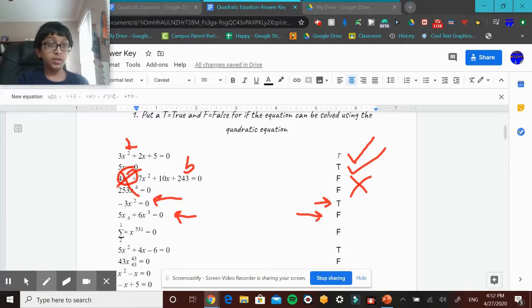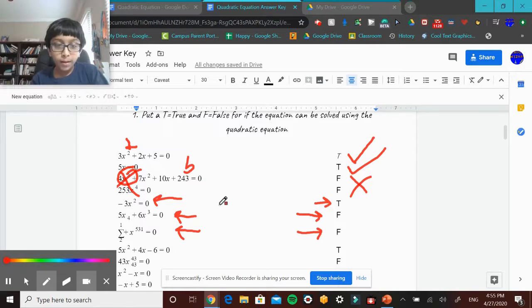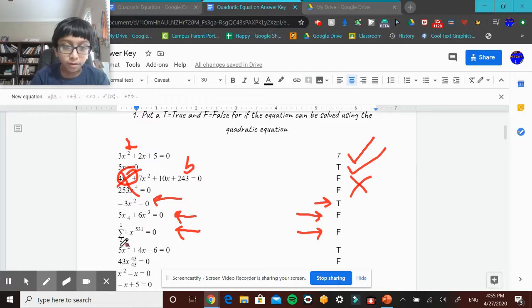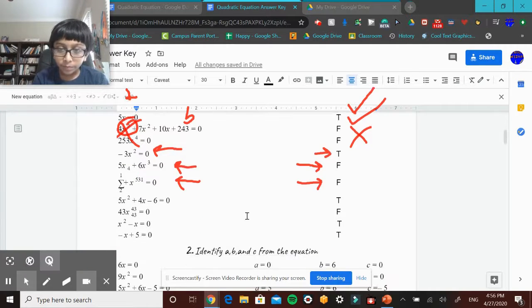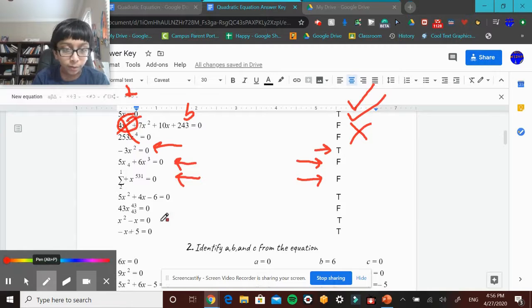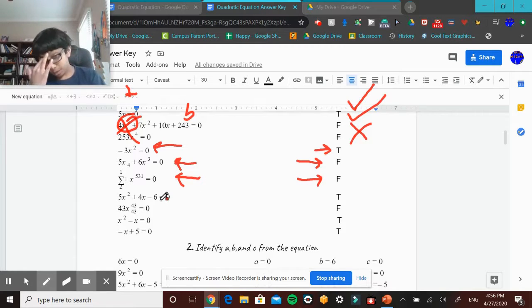Okay, this contains a lot of stuff which we haven't learned yet. But this is false because it has an exponent to the power of 531. Yeah, 531. I'm pretty sure that's greater than 2. Okay, over here we have a, b, c. This is a perfect one, and it's true. Second to last one, we have a power of 43 and a base of 43. That one's definitely false. This one, no c term, but it is still true. This one, no a term, still true.